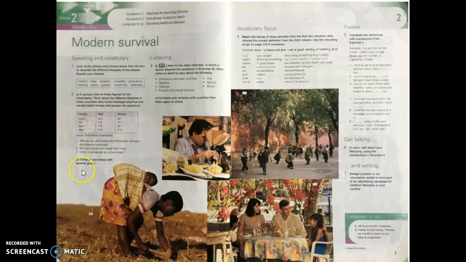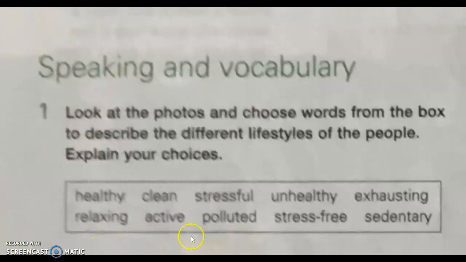And then they can move on to looking at the adjectives in the box: healthy, clean, stressful, unhealthy, exhausting, etc. And have another discussion about which adjectives they would use to describe the different lifestyles of the people in the pictures and to explain their choices to each other.